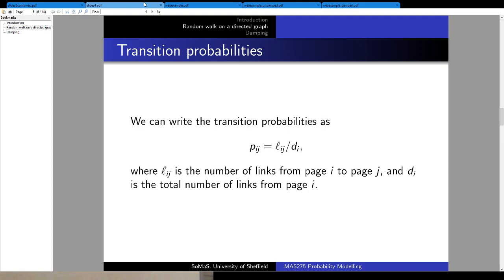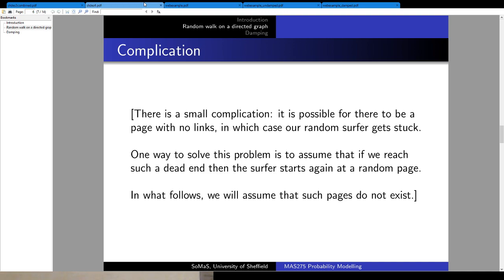All right, so we've got this random walk, and there's one slight detail which doesn't matter much, but a random walk can get stuck if you end up on a page with no hyperlinks. So let's just assume that there is no such page, no page with no hyperlink. Otherwise, you can solve the problem by saying that if you end up at a dead end, you just restart again at a random spot. But we don't need to be bothered by this much at all.